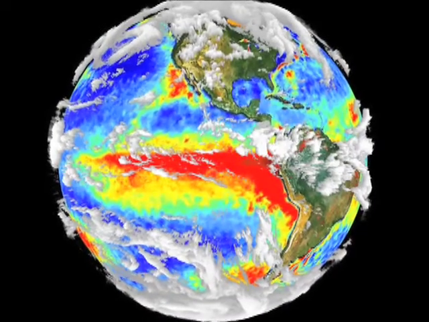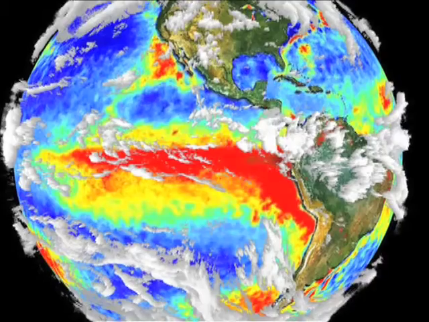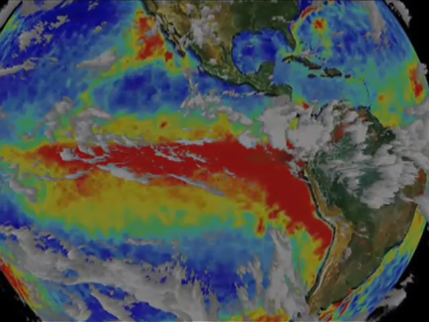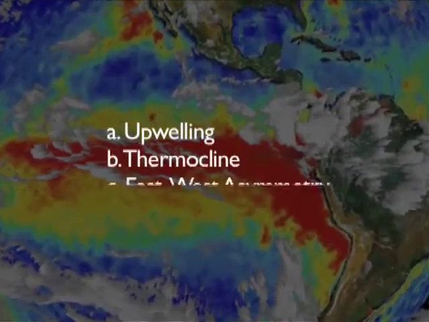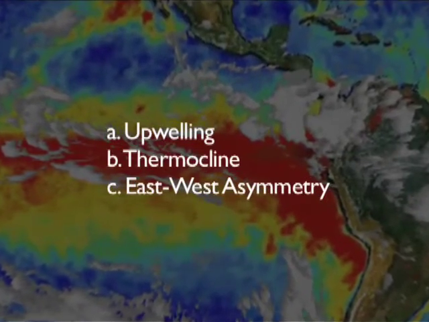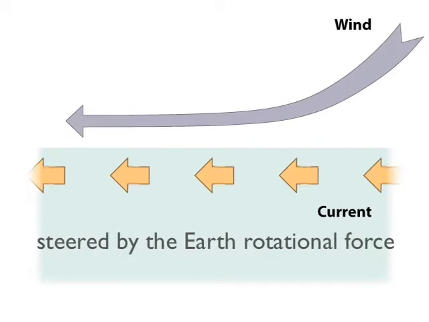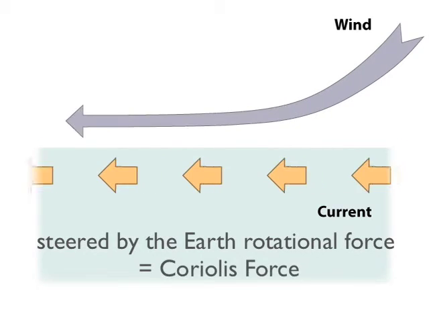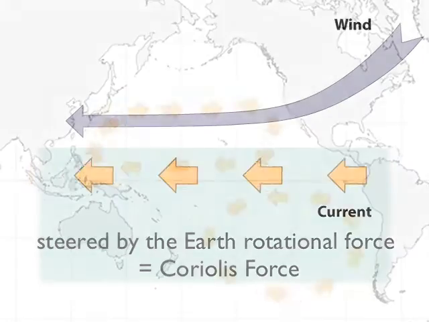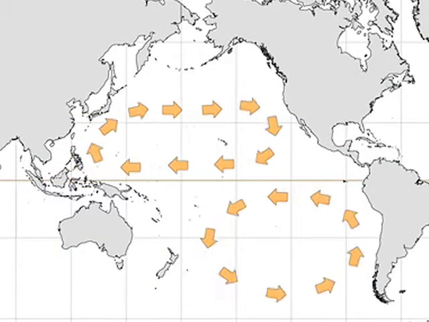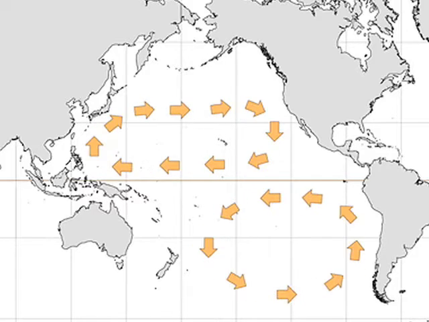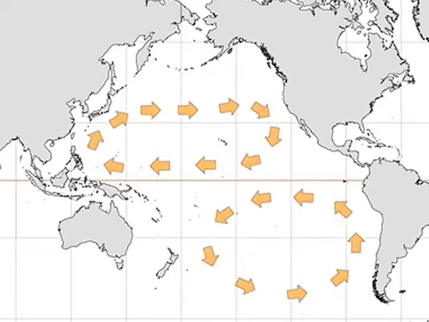We begin by introducing 3 important oceanographic processes that are integral to an El Niño event: upwelling, the thermocline, and East-West Asymmetry. Ocean currents are driven by the wind and steered by the Earth's rotational force, known as the Coriolis force. In the northern hemisphere, these currents circulate in a clockwise pattern, and in the southern hemisphere, these currents circulate in a counterclockwise pattern.